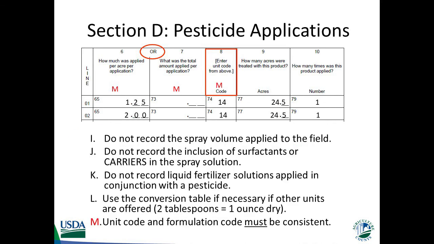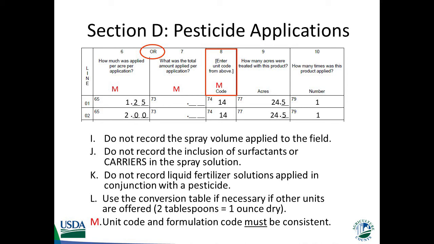Here are a few other reminders regarding the pesticide application table. Do not record the spray volume applied to the field. Most chemicals are heavily diluted before they are applied, so to say that one sprayed 100 gallons of a chemical per acre would not be appropriate. Do not include surfactants, adjuvants, or carriers in the spray solution. A list of common adjuvants has been posted to the Purdue GLR website.